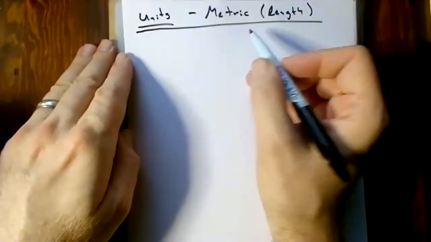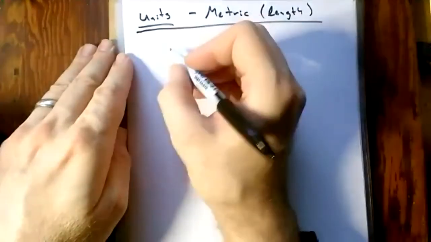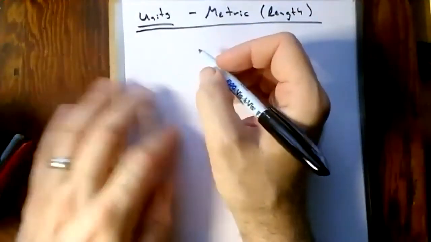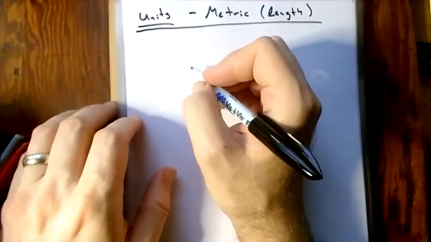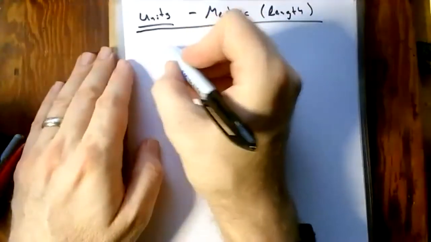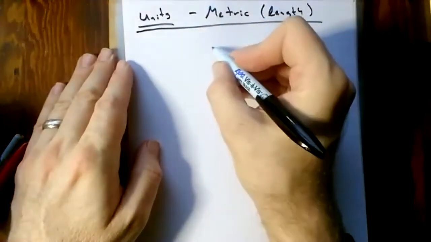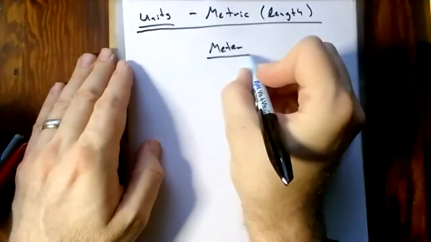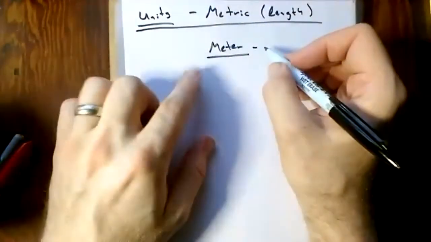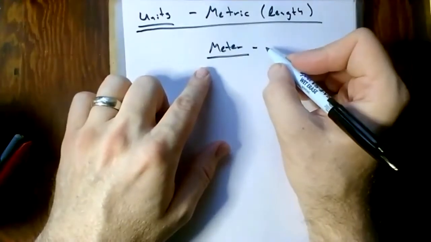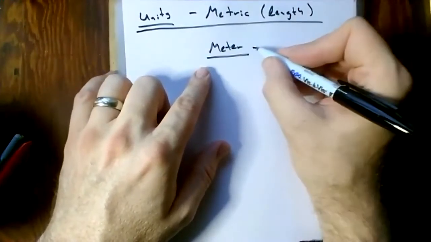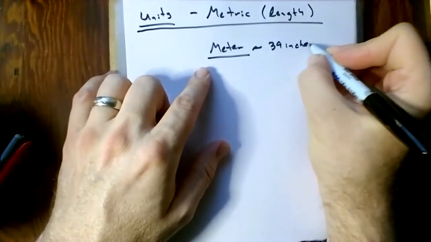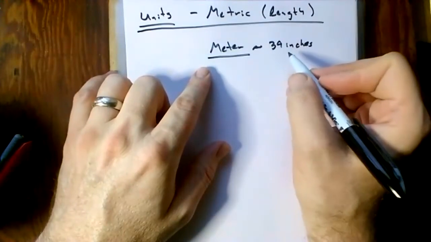But the nice thing with the metric system is it's all based off of powers of 10. And you can tell how big or how small something is by prefixes. So your base unit is the meter. Now a meter is approximately 1 yard. It's a little bit longer than a yard. It's about 39 inches.